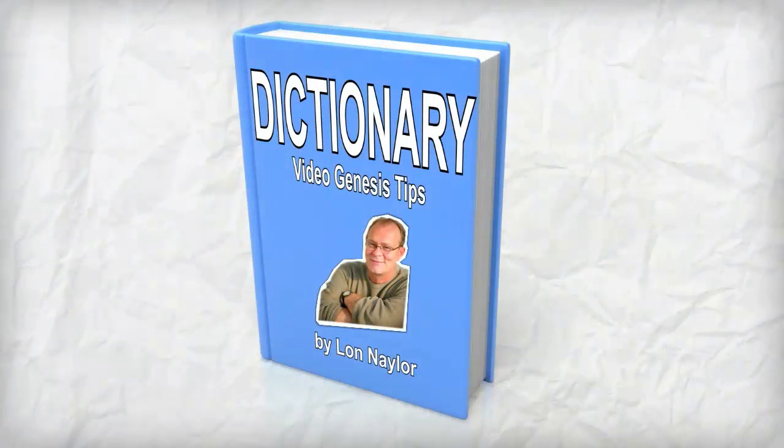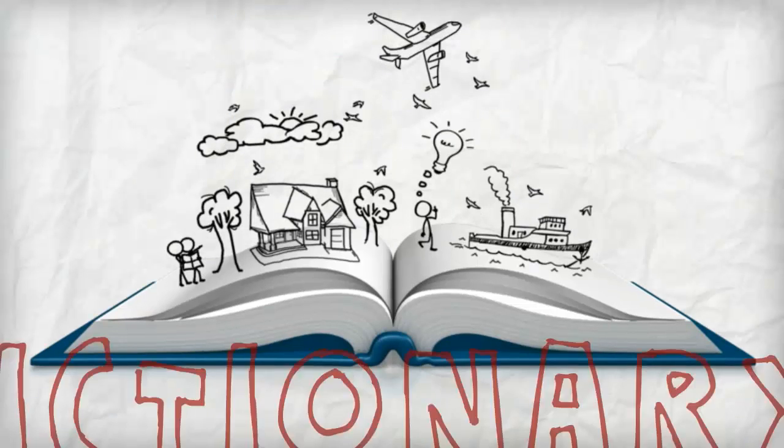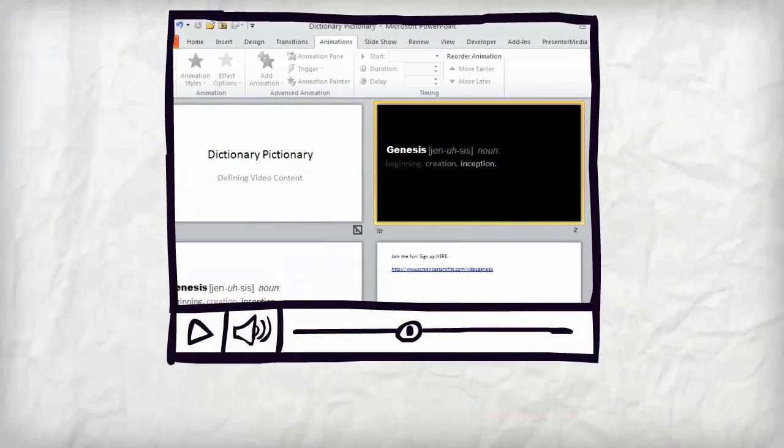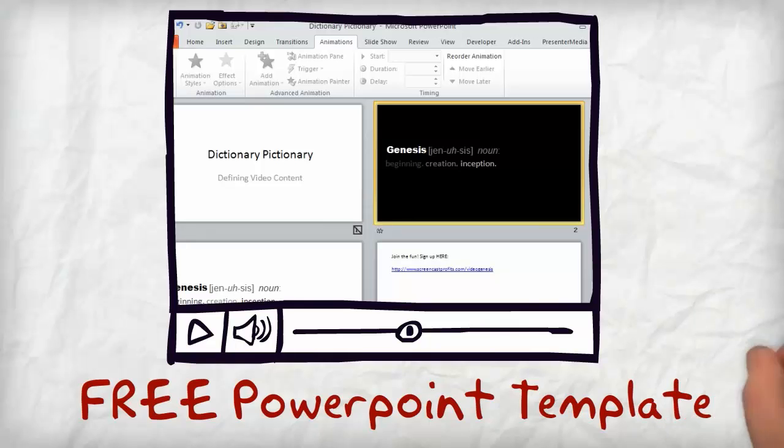Hi, this is Lon Naylor, and in this video, you'll learn how to take the dictionary and make it a Pictionary. Ooh. Andy Jenkins is doing this in his Video Genesis launch, like this. Well, I'm going to show you how and give you a free PowerPoint template to make your own.